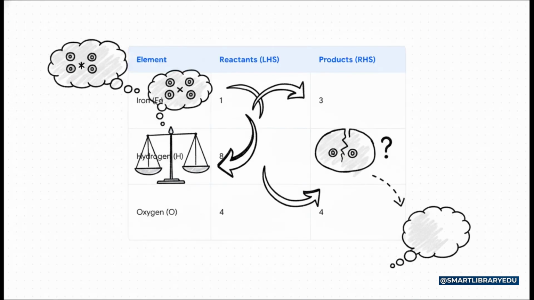Let's update our list. Okay, awesome. Oxygen is now balanced, 4 on each side. But by fixing the oxygen, we've now got 4 times 2, which is 8 hydrogens on the left. This is a totally normal part of the process. You fix one thing, you might knock something else out of balance. We'll just fix that next.